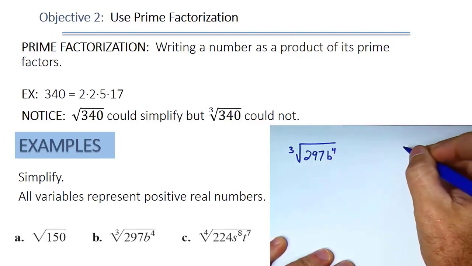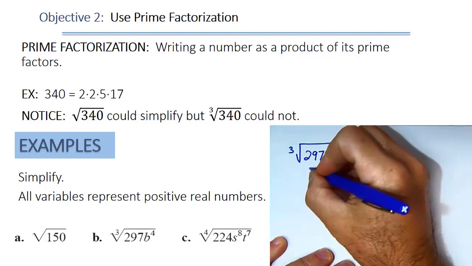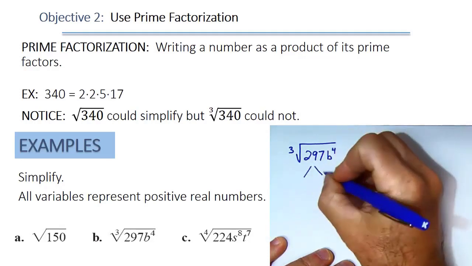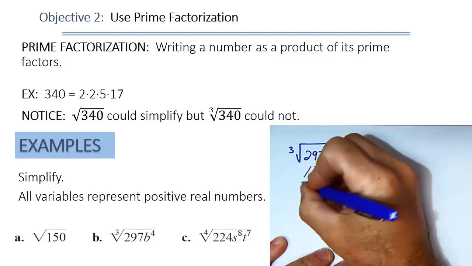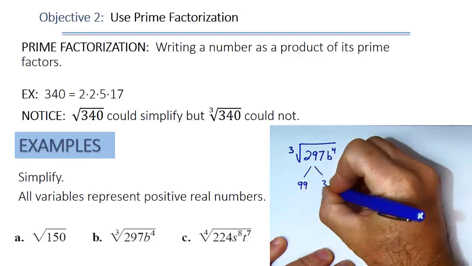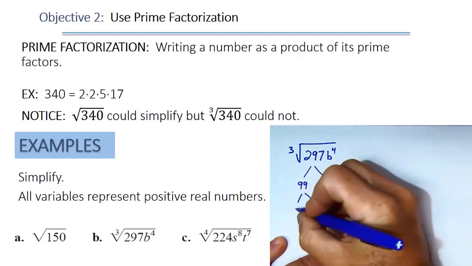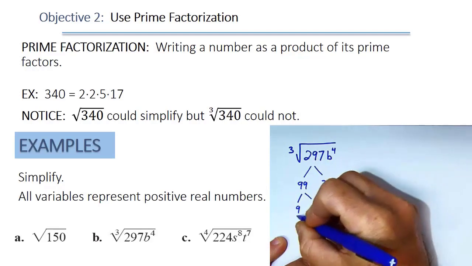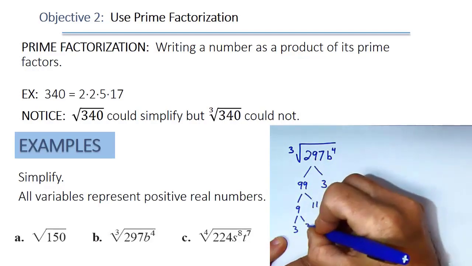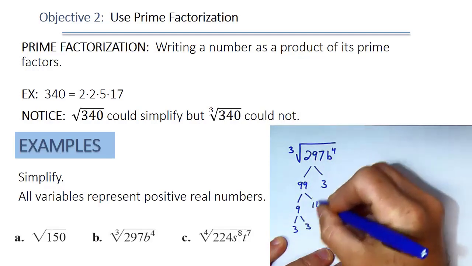Cube root of 297b to the 4th. Well, let's do a prime factorization on 297 here. 297, that's 99 times 3. But 99 is 9 times 11. And 9 is 3 times 3. So we have 3 times 3 times 3 times 11.